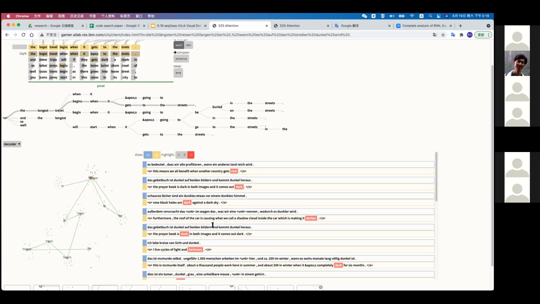Then why did it predict "to" in the first place? I mean, why did it predict the next word to be "to" in the first place? Because you mentioned that the next most possible word should be "dark".